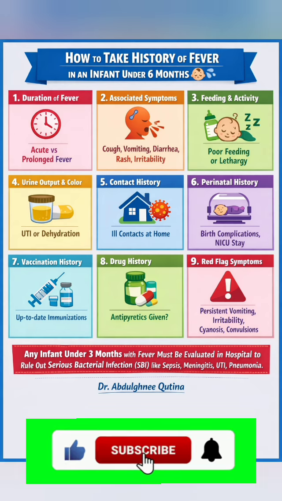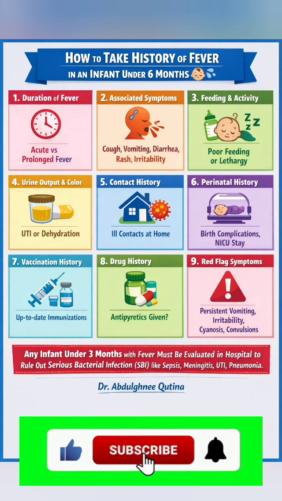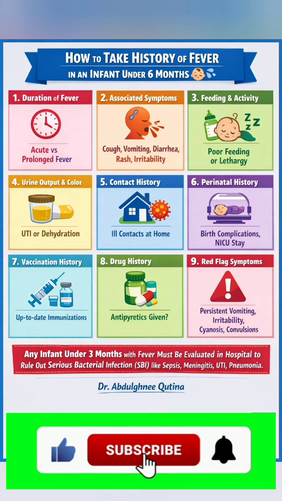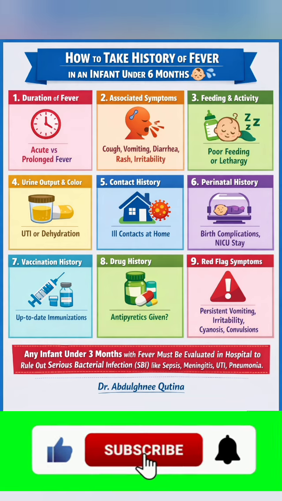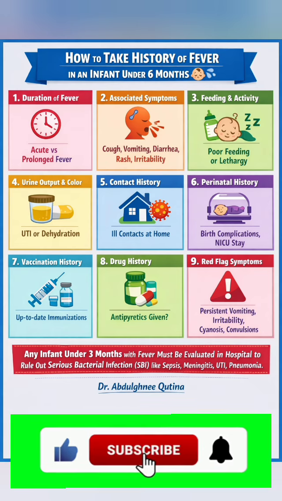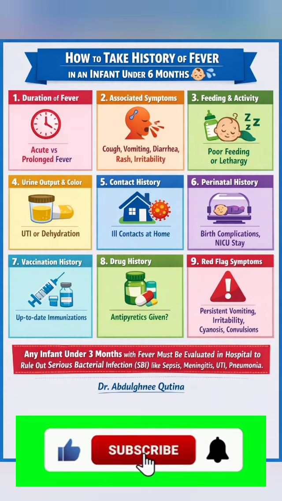Third, feeding and activity level. Assess feeding patterns and activity. Poor feeding or lethargy is particularly concerning in young infants and should never be overlooked. Fourth, urine output and color. Ask about the frequency and color of urine to help exclude urinary tract infection or dehydration.